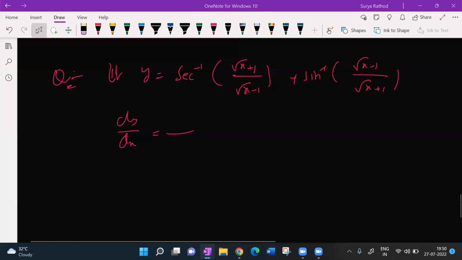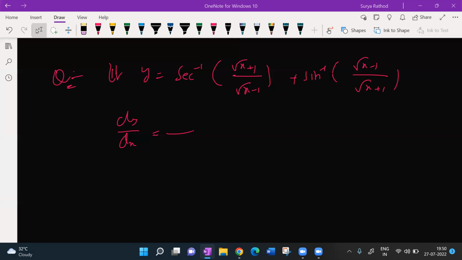Yes, sir. You solve this question. I'll just tell you one thing here. Actually, take two different functions. Y is equal to secant inverse of square root of x plus 1 divided by square root of x minus 1. You take it as one function, and sine inverse of that given divided, that is another function. So, differentiate them individually. As you know, secant inverse derivative and sine inverse derivative. Differentiate them separately, you will get the answer.